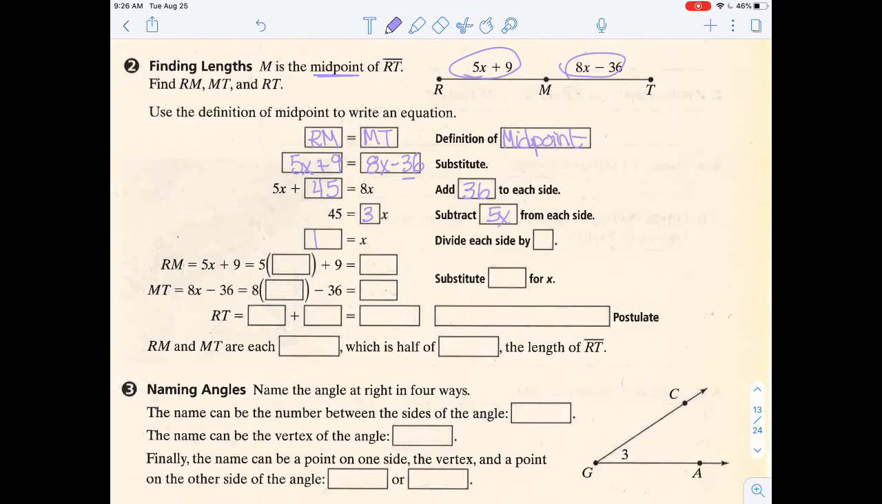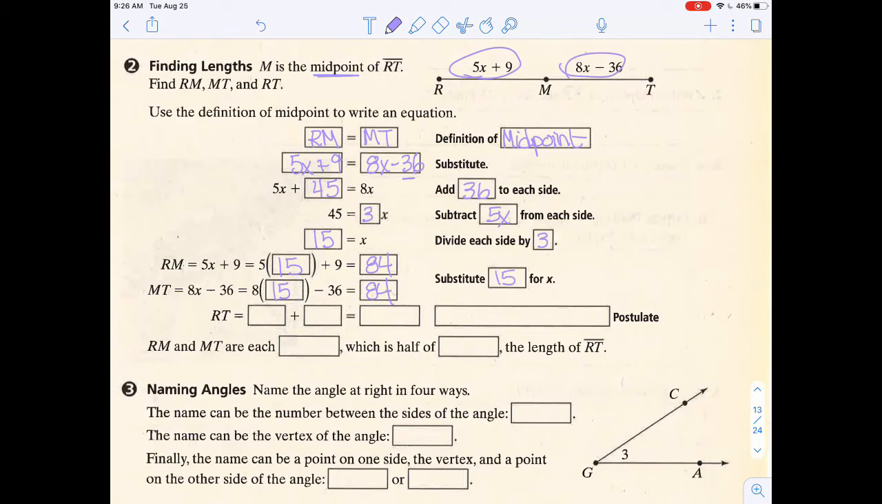And then we're going to divide 45 by 3, and we get 15. Okay. Now we know what x is, and we can substitute that in. So we're going to put 15 in for x. So 5 times 15 plus 9 gives us 84. We're going to substitute 15 in again. 8 times 15 minus 36 gives us 84. We substituted 15 for x.